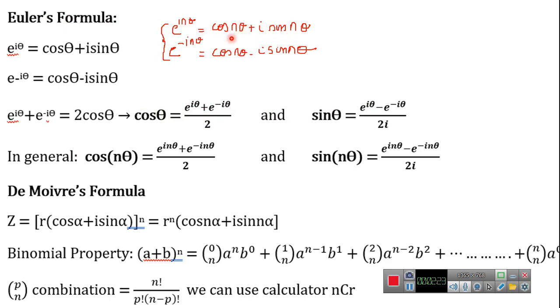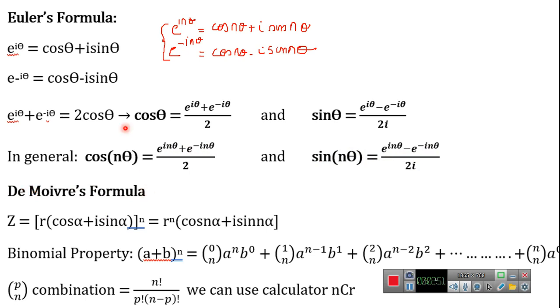In general, if you have e^(i n theta), this is cosine n theta plus i sine n theta. I'm writing it in polar form. e^(minus i n theta), same. If you add above plus below, these cancel, and you're going to get in general cosine n theta equals e^(i n theta) plus e^(minus i n theta) over 2, and sine n theta is equal to e^(i n theta) minus e^(minus i n theta) over 2i.